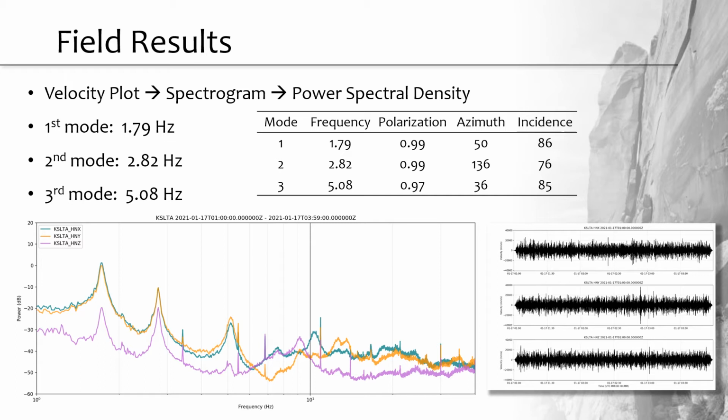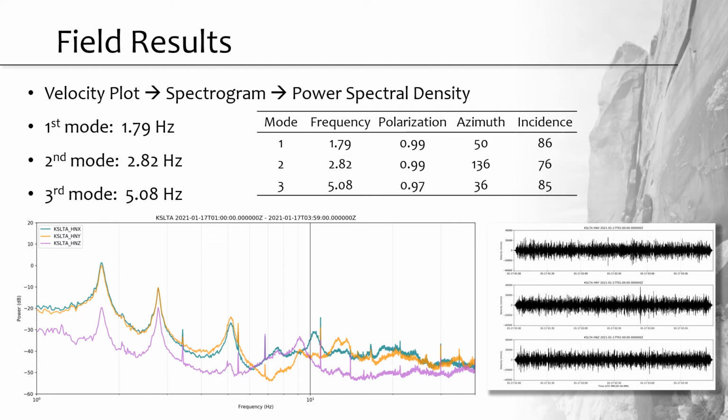First, you can see that the polarizations are near 1, meaning that the modes are really resolved and they vibrate in the same direction constantly. It's not very scattered. Furthermore, if you look at the azimuth angles, you'll see that the first two modes are separated by nearly 90 degrees.